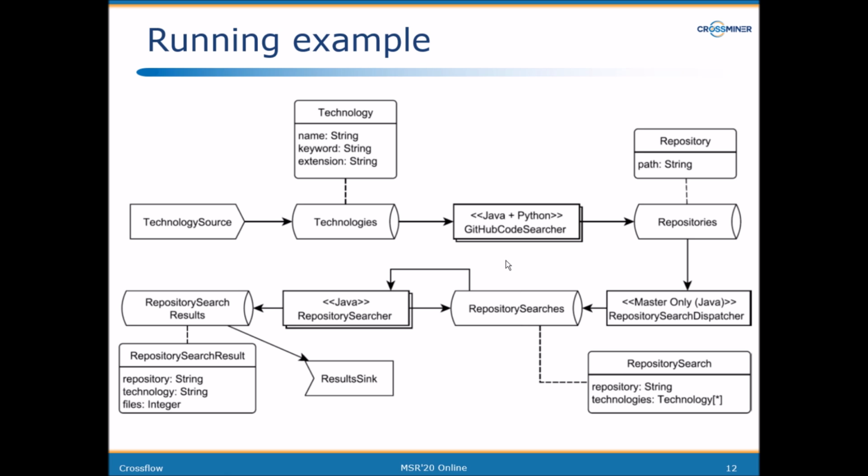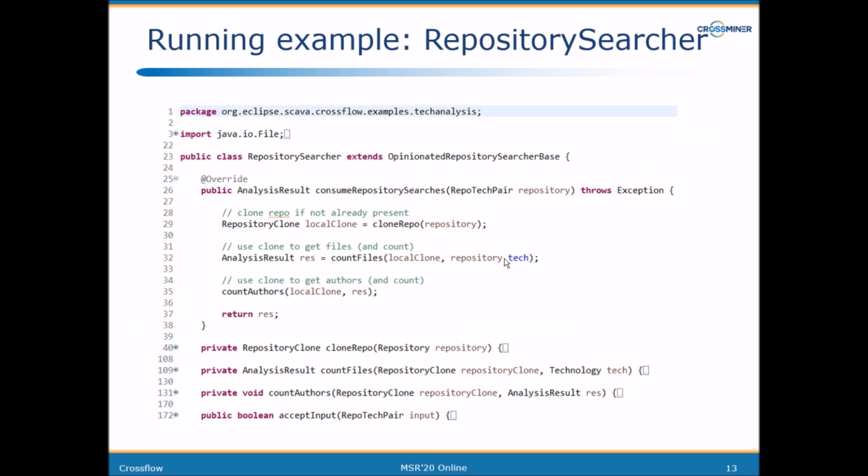Next, let's look at a task, the repository searcher task. Repository searcher has the consume repository searches method. Without going into the implementation in detail, the method will return an analysis result object to be sent to the appropriate queue, and consequently to the sink for collection.